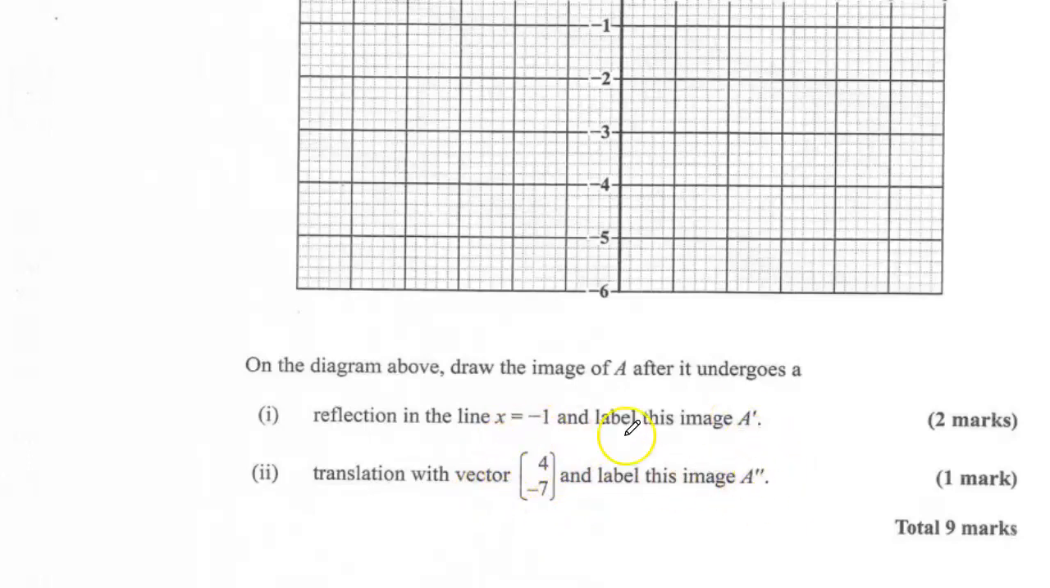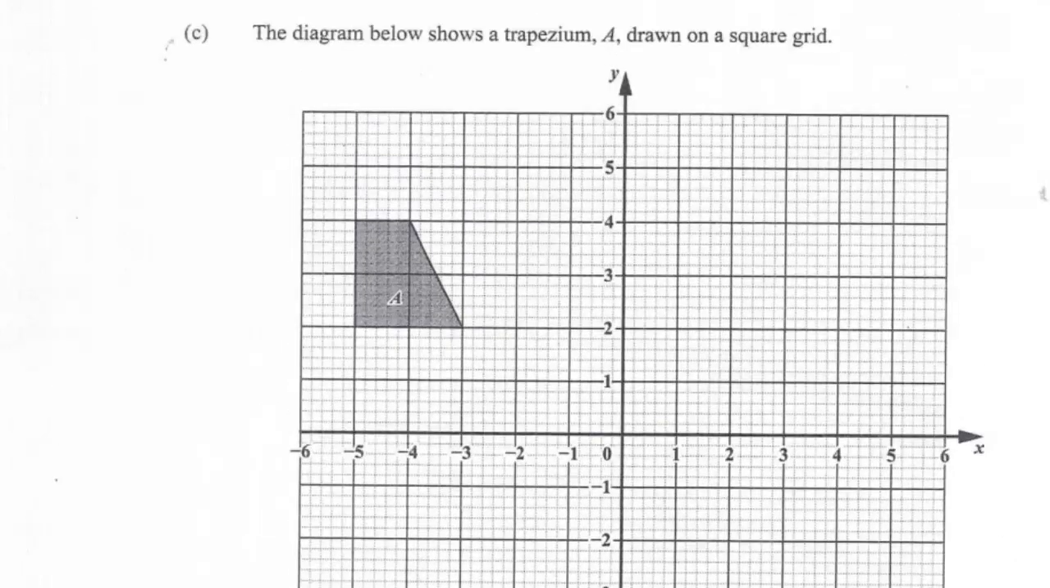So first, let's do the reflection in the line x equal negative 1. X equal negative 1 will be this line. Forgive me, I don't have a ruler here. So first we draw the line x equal negative 1, which cuts the x-axis at negative 1. Always label your line. This is line x equal negative 1. We're going to reflect A, so same distance away. From the mirror line, this vertex here is two units away, so on the other side, 2 units away.